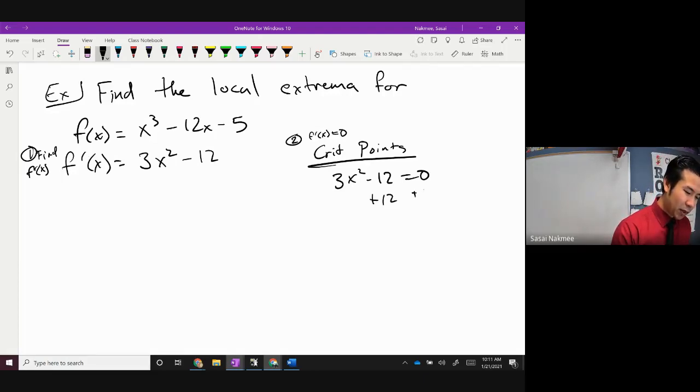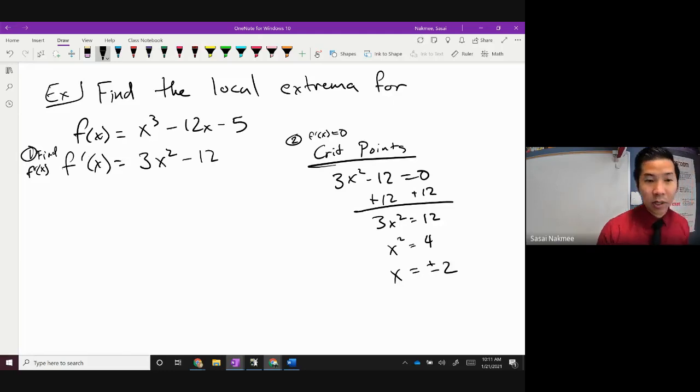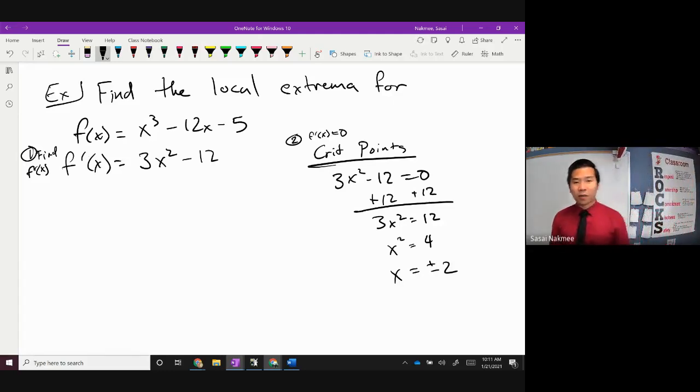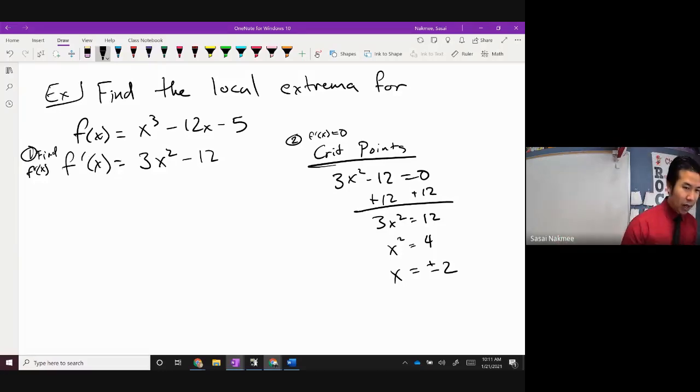I'm going to add 12 to both sides. I end up with 3x squared is equal to 12. Divide both sides by 3. X squared is equal to 4. Take the square root of both sides. I end up with x equal to plus or minus 2. Does that mean that negative 2 and positive 2 are both maximums or both minimums, or one's a max and one's a min? I don't have enough information to figure that out. What I need to do is create a table.